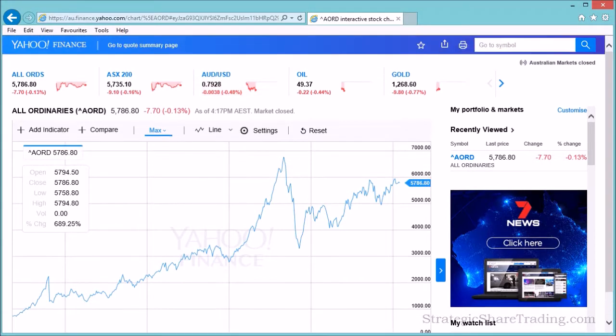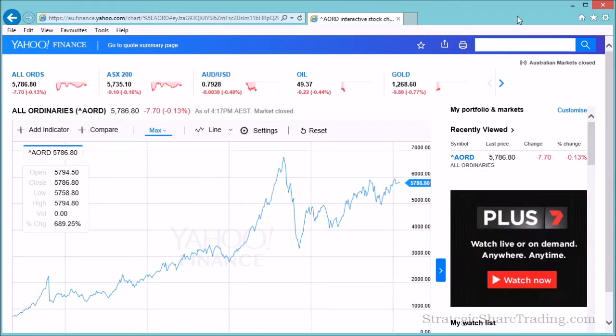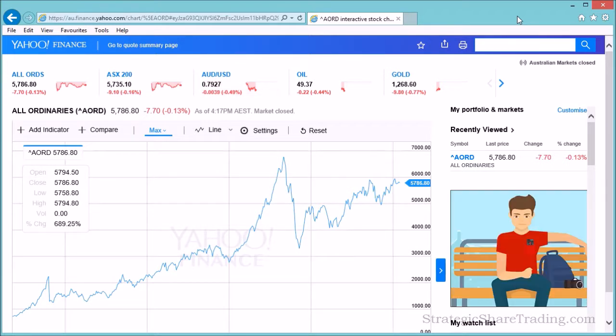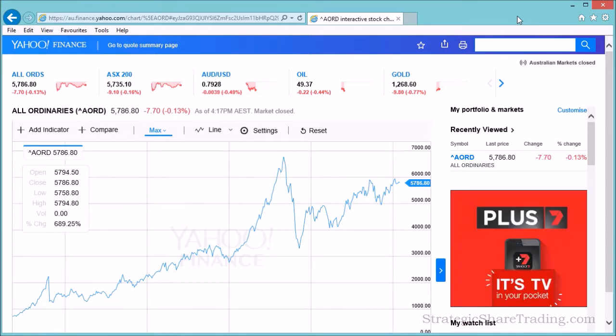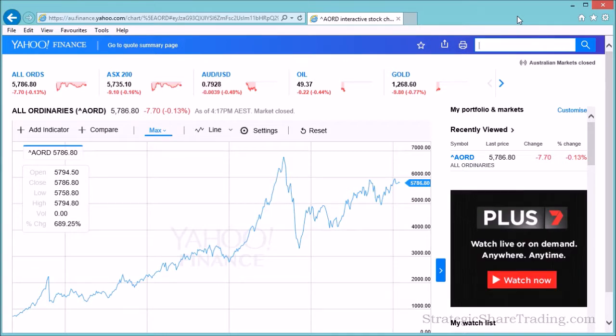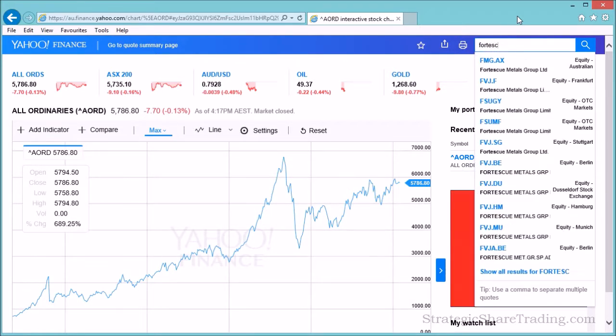Right up the top here, on the right it says go to symbol. We can type in the code for a particular stock here, or if you don't know it, just start typing the name. I'm going to start typing in here Fortescue Metals. There it is.